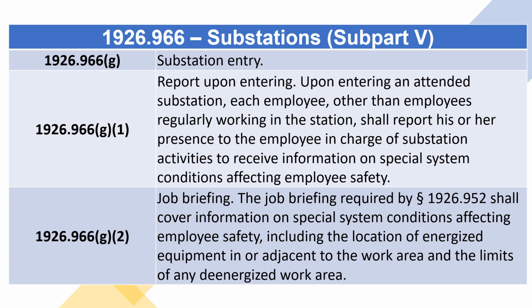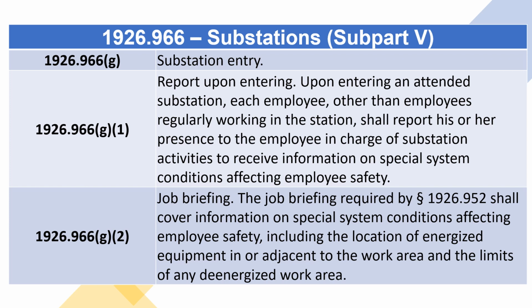1926.966(g) Substation entry. 1926.966(g)(1) Report upon entering. Upon entering an attended substation, each employee, other than employees regularly working in the station, shall report his or her presence to the employee in charge of substation activities to receive information on special system conditions affecting employee safety.